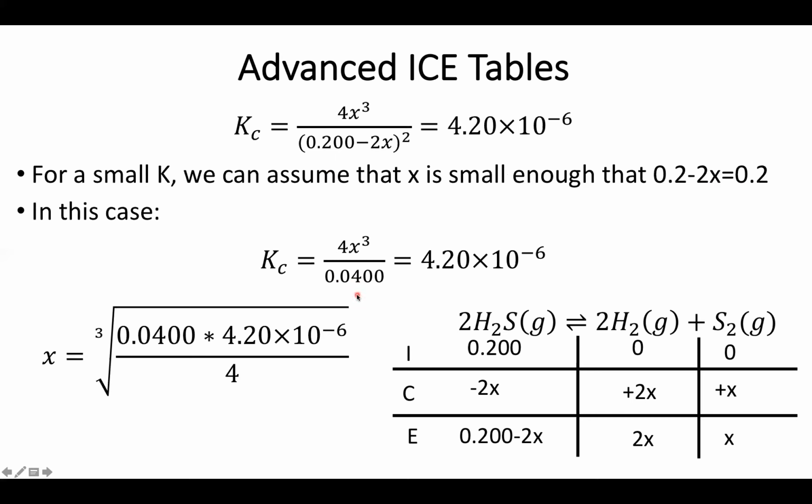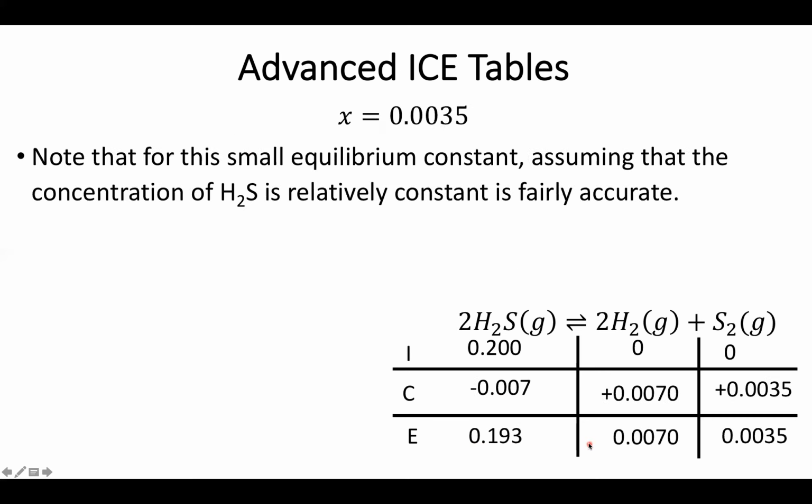So we can go ahead and solve for x, and note here that x is going to be 0.0035. With an initial concentration of 0.2, that is actually a pretty small value. So let's plug it into our ice table. We started with 0.2 molar hydrogen sulfide, and we end with 0.193. Actually, that's fairly accurate. It didn't change that much, so adding in those extra mathematical terms will only improve this number a little bit.